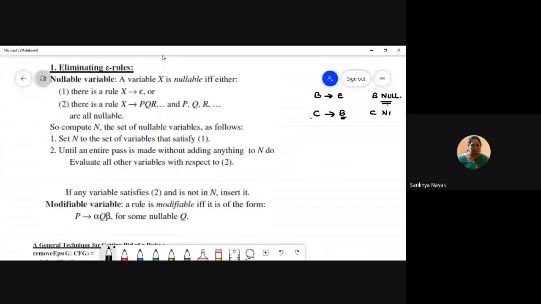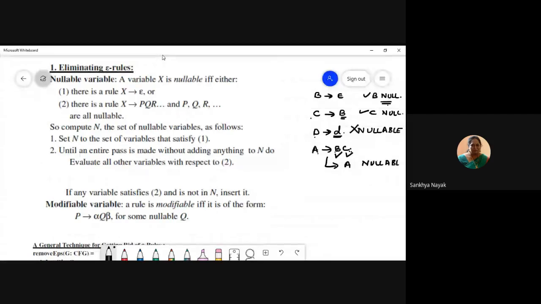Okay. Suppose I have D derives d. This is not nullable, correct? That means D is deriving something which is not null because it's a terminal. Suppose I have A derives BC. Now I know B is nullable, C is nullable. Which means if I make them both as null, A also becomes null, isn't it? So because of this, A is also nullable.